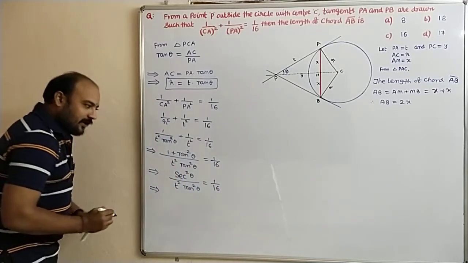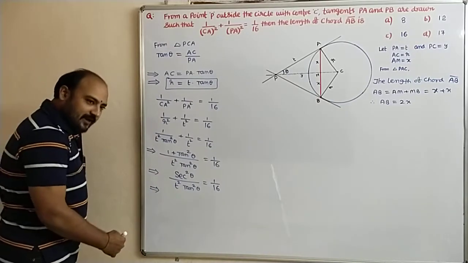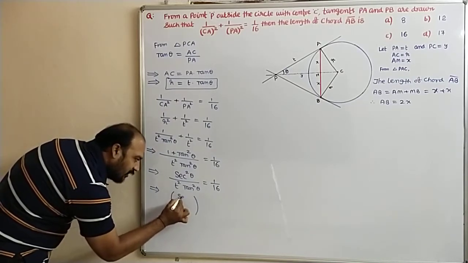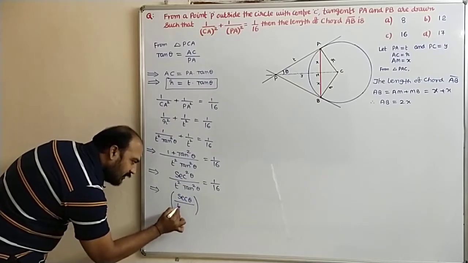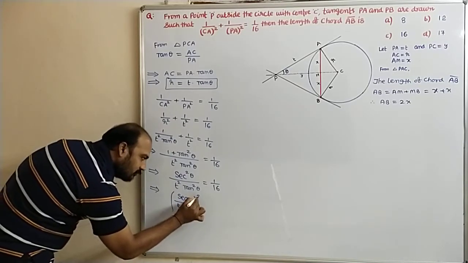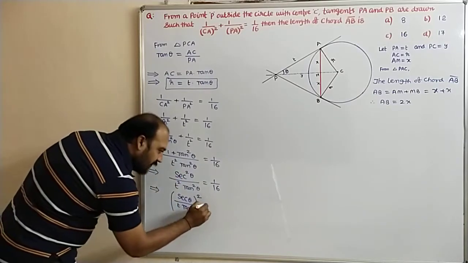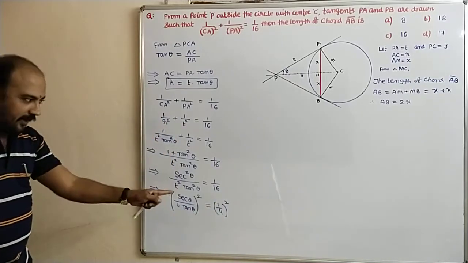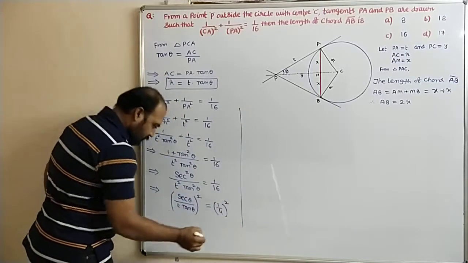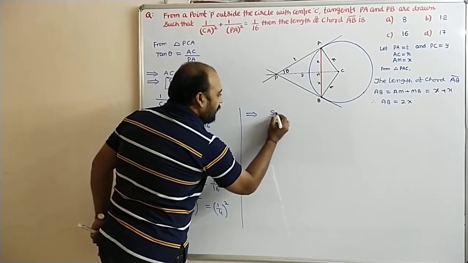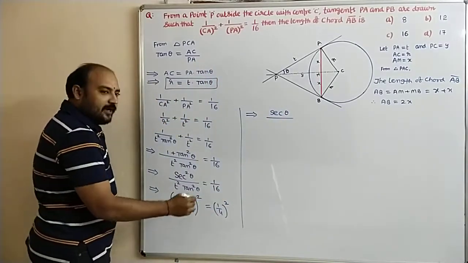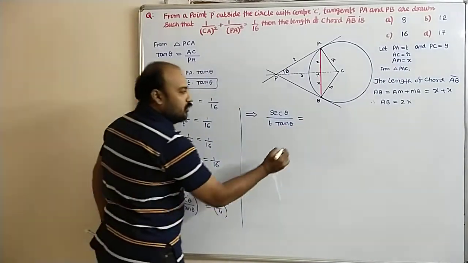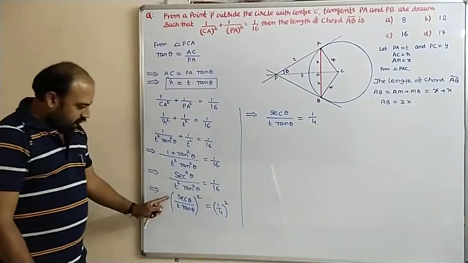This can be written with the LHS and RHS as squares, because every term has a square. Can we write it like this? Secant theta divided by t tan theta, whole square. Even 1 by 16 we can write as 1 by 4 whole square. Removing the square on both sides, you will get secant theta divided by t tan theta equals 1 by 4.